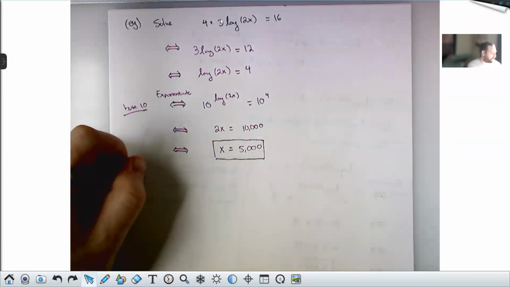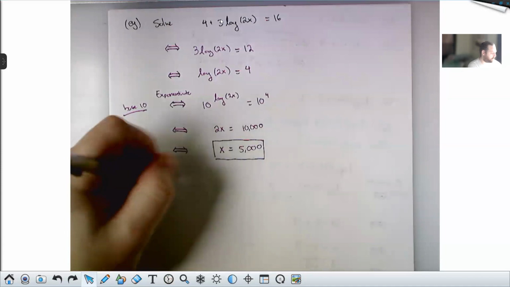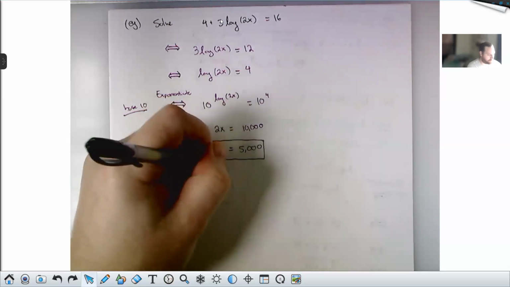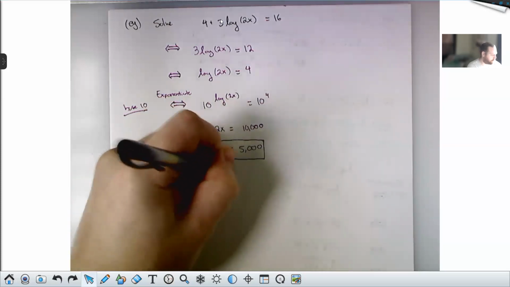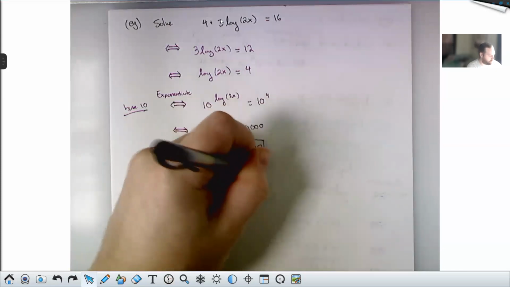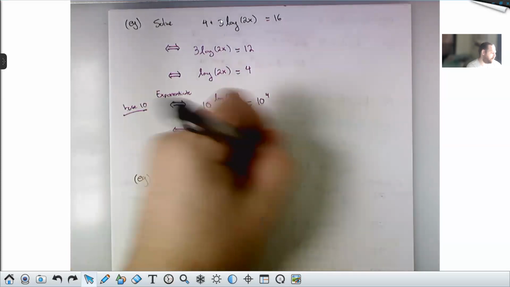So let's take a look at our first somewhat challenging example. We're going to solve the log of x plus 2 plus the log of x minus 1 is equal to 1.